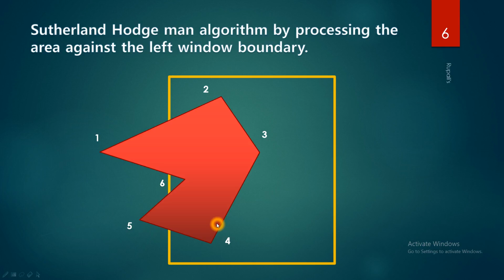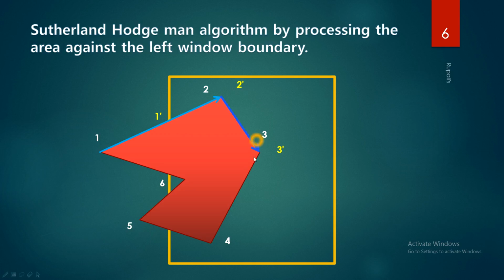Now take one example. See, this is our polygon. I want to clip this polygon using the Sutherland-Hodgman polygon clipping algorithm. Now see, from 1 to 2, the first vertex is outside, the second vertex is inside. If the first vertex is outside and the second vertex inside, save the intersection point and the second vertex. So save 1 dash and 2 dash. Now from 2 to 3, both points are inside. If both are inside the clip window, then what do you have to save? You have to save only the second vertex.